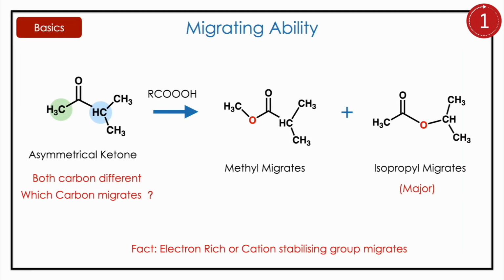Then we will see migrating ability. Suppose you have a ketone with two different attachments. One is methyl, one is isopropyl. You are using the conditions for Baeyer Villiger oxidation. But the question is which group migrates? Does methyl migrate or does isopropyl migrate? That is technically called migrating ability. The group that migrates is called the migrating group. Mostly cation stabilizing species or electron rich groups migrate. So isopropyl is much more electron rich because of the attached methyl groups. So the major product will come from the migrating group with cation stabilizing tendency. We will see that.